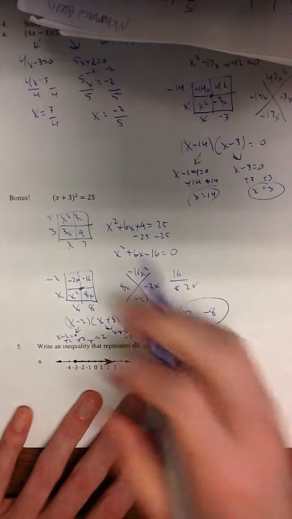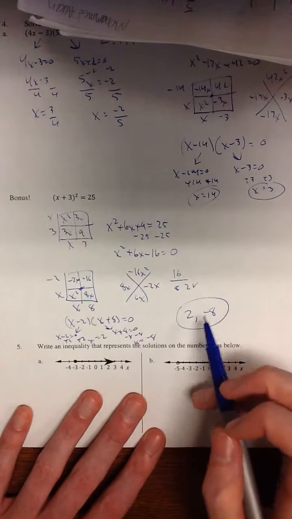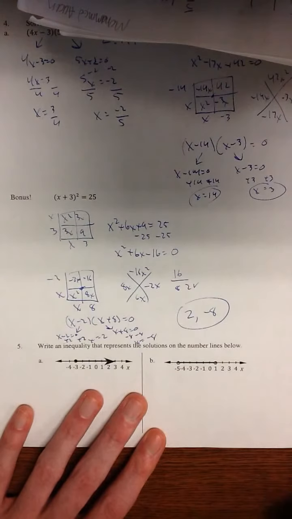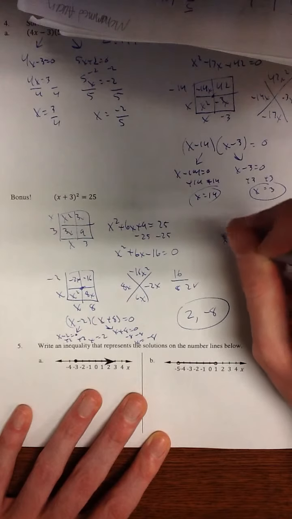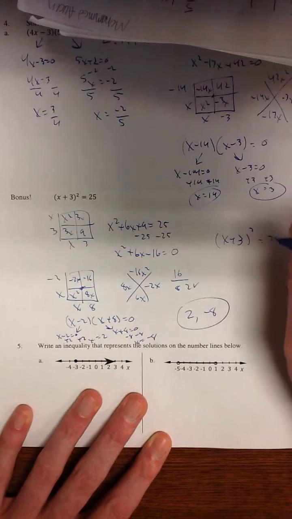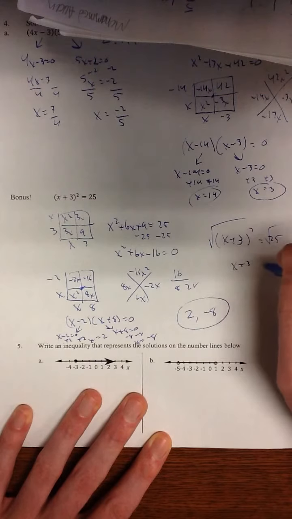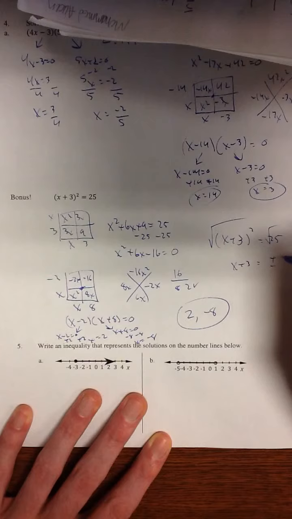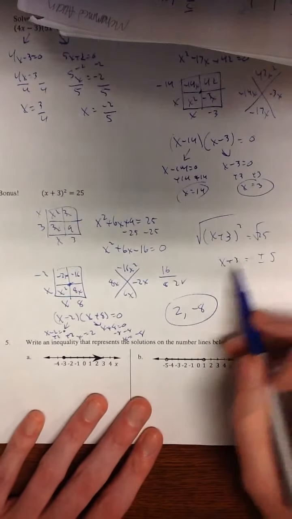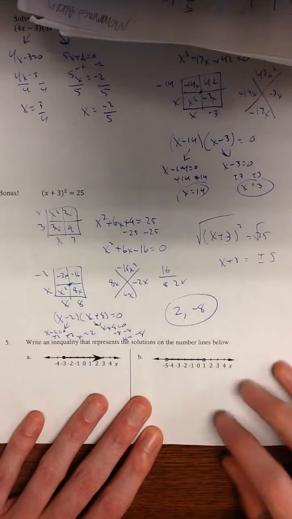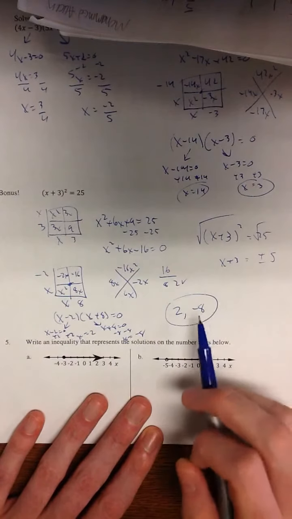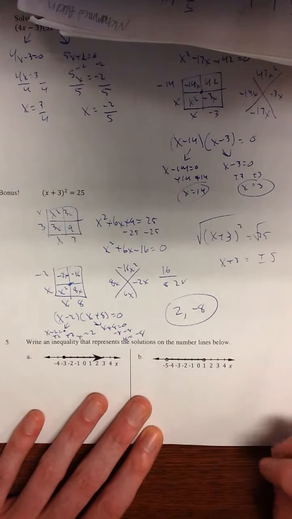For this one it was only a 1-point bonus, so you had to get both answers in order to get the bonus right. So if you took the square root, you'd end up with x plus 3, but you would have had to remember we're going to get plus or minus 5 here, which we're studying right now in this chapter, so kind of a good refresher on that. Always look if there's two solutions, one solution, or no solutions.